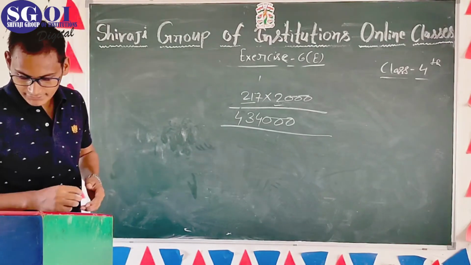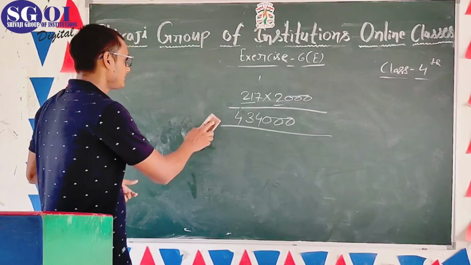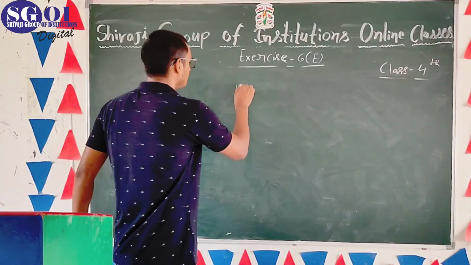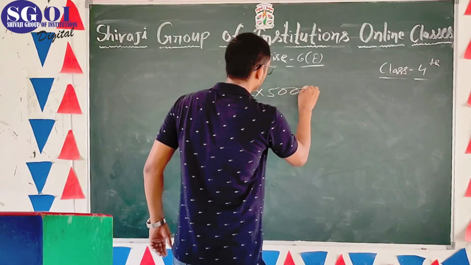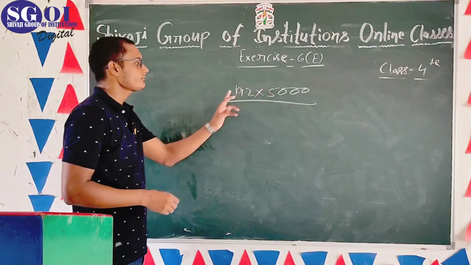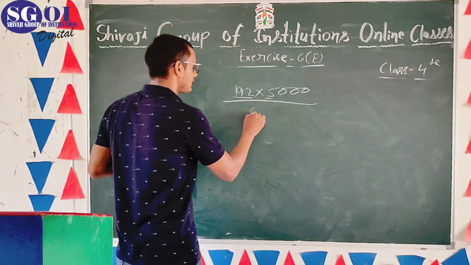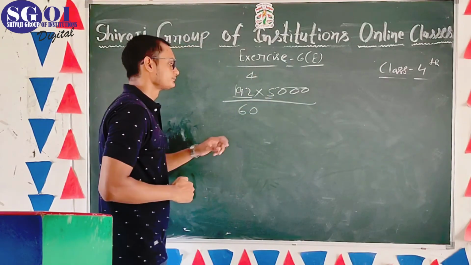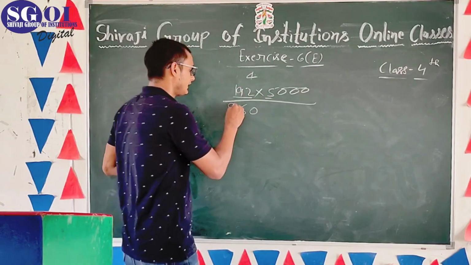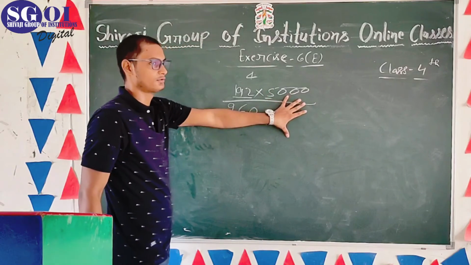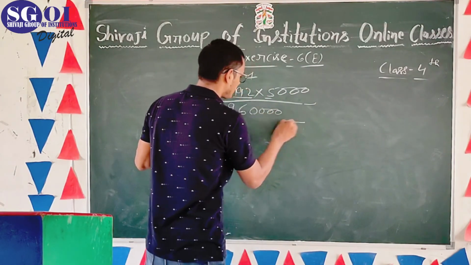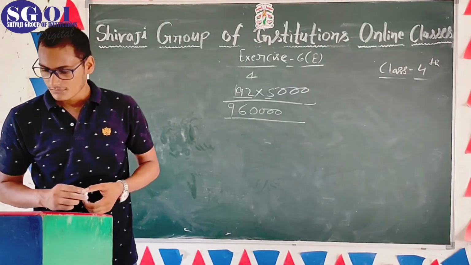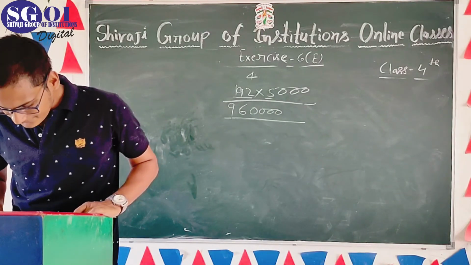Next question, question number 23. 192 multiplied by 5000. Friends, this number multiplied by 5. 5 2s are 10, 0 carry 1. 5 9s are 45 plus 1, 46, carry 4. 5 ones are 5 plus 4, 9. And we have 3 zeros, so we put 3 zeros on the right side of the product. And the answer is 960,000. Okay. So your exercise 6B is finished.